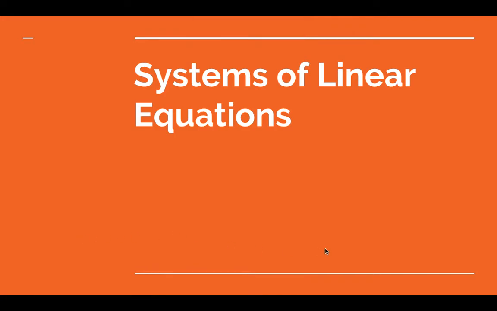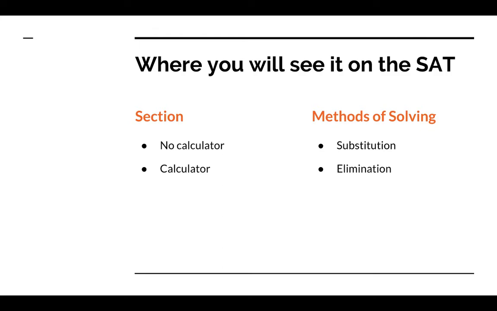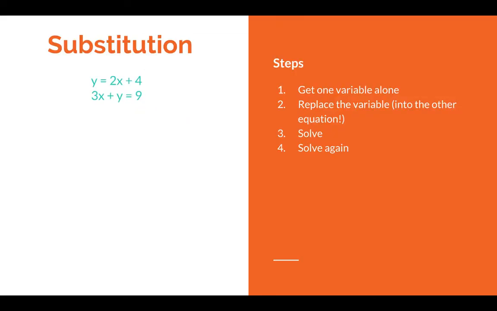Okay, welcome everyone. We're going to start with systems of linear equations. Where you're going to see them on the SAT is in two sections. You can see them in both the no calculator section and the calculator section. Both are possible. And you have two different methods of solving systems of linear equations. You can either, one, use substitution, or two, use elimination. Both can always work, but sometimes it's better to use one or the other, but both ways you'll be able to get the answer. Okay, so let's start right away.